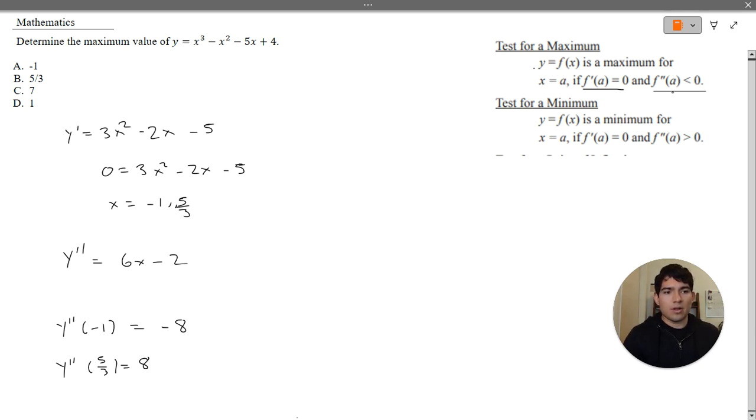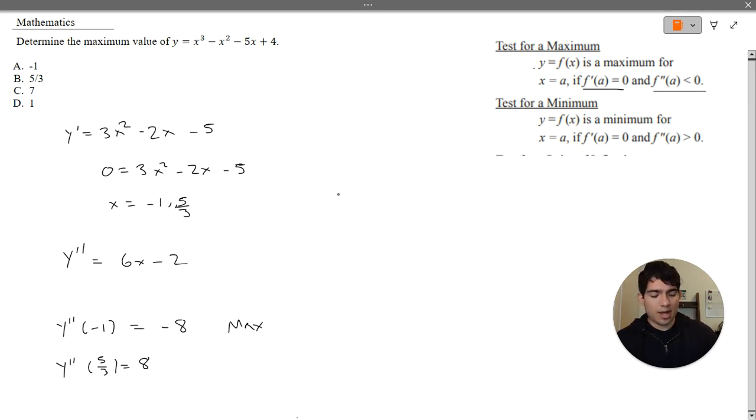When we take a look here and we go back to our test for a maximum, we are looking for f double prime of a is less than 0 for a maximum. If it was greater than 0, that'd be where our minimum is. So in this case, that means that this -1 value is where our max value is at, because -8 is less than 0. As you can see, that's what we're looking for. So basically what this tells us is that our maximum value for the function is at -1.